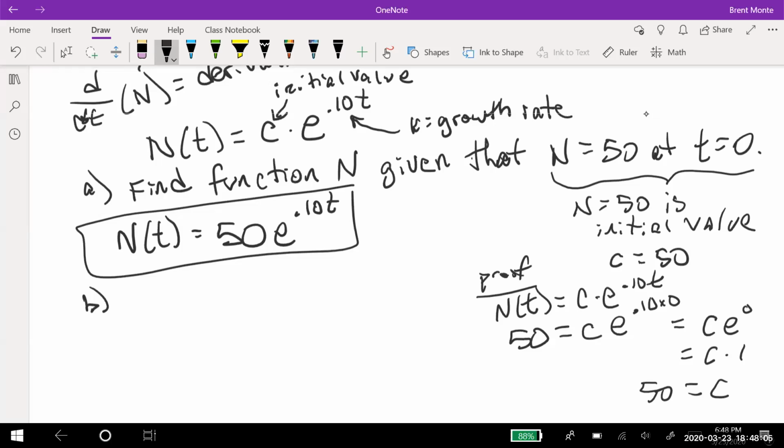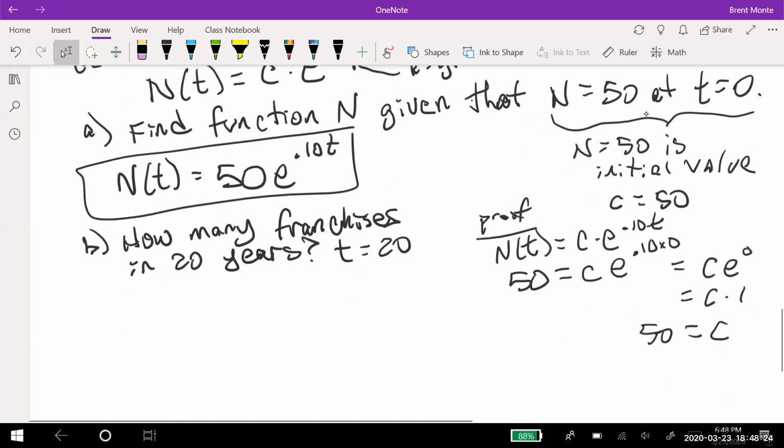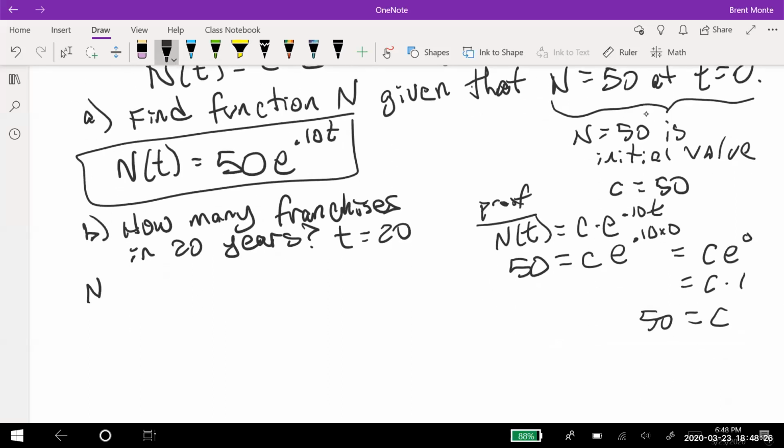So part B says, how many franchises in 20 years? Well, that just means T equals 20. Now it's just a calculator problem. So the number after 20 years is 50 e to the 0.10 times 20.